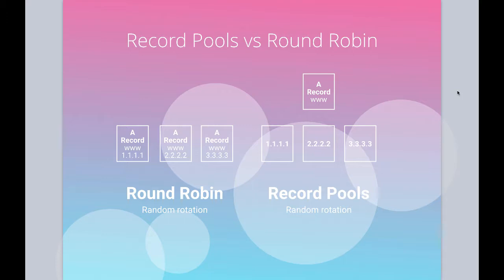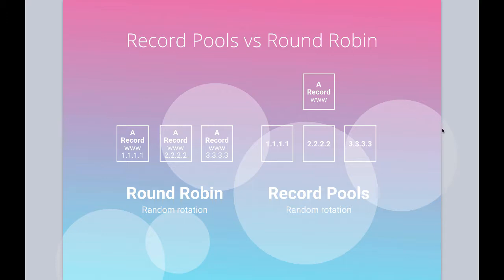So record pools are just groups of records, or groups of IP addresses or host names, and then this group can be applied to a record. And then what happens is when that record is queried, we just cycle through the endpoints in that record pool at random. So it's the same thing as if in DNS Made Easy, to create round robin, you would make multiple records with the same name but pointing to different IP addresses or host names. And so record pools just make this simpler.